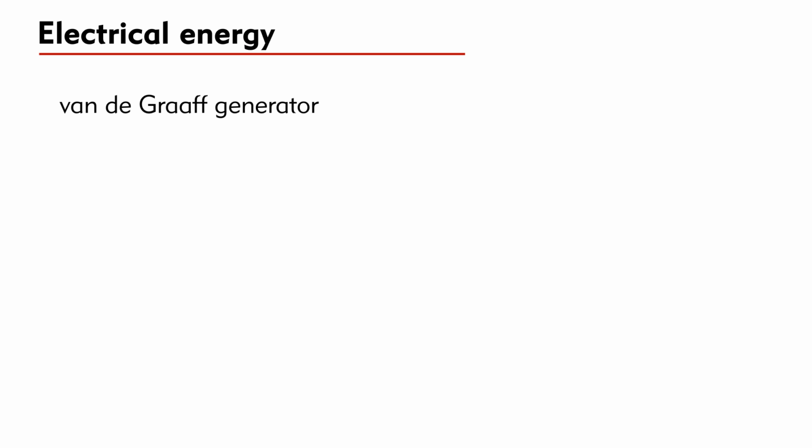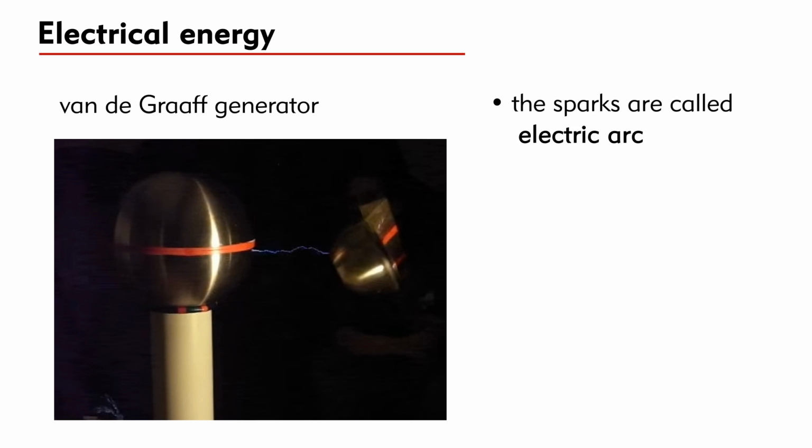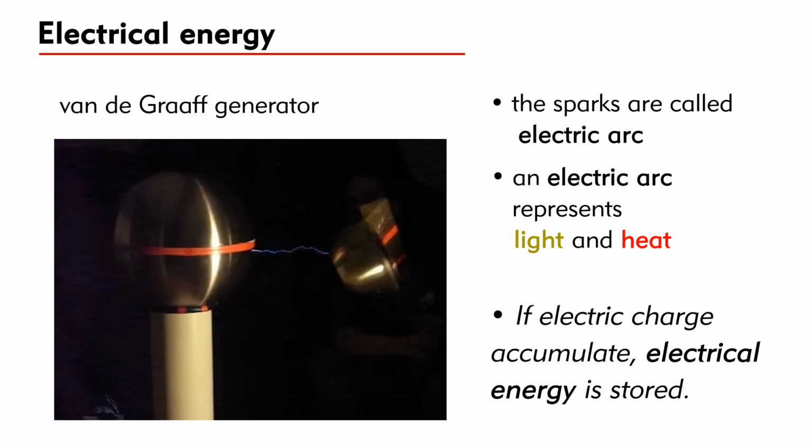What is electrical energy? In the experiment of a Van de Graaff generator, when electric charge accumulates on the dome, it stores electrical energy. This can be demonstrated by placing an earthed metal ball nearby. You can see sparks between the dome and the metal ball. We say that an electric arc is formed. Actually, an electric arc represents energy in the forms of light and heat. This energy comes from the electrical energy originally stored in the dome. The electrical energy is converted into other forms as electric charge moves across the air. Our conclusion is that if electric charge accumulates, it stores electrical energy.